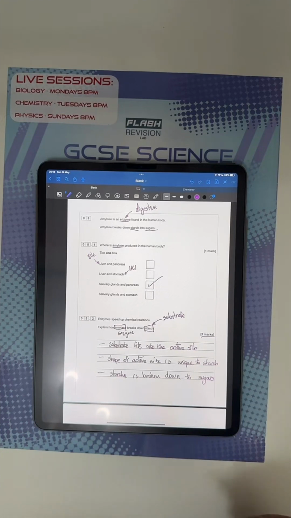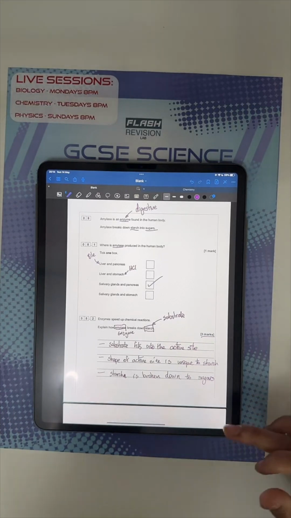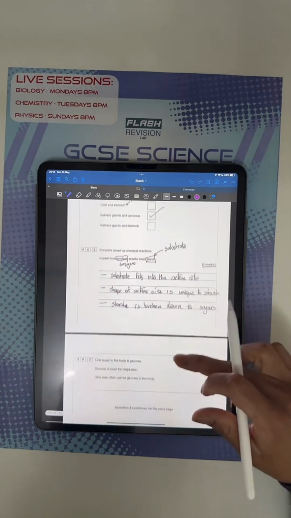Are bullet points allowed? Yes, bullet points are allowed. I recommend bullet points in answering these because it makes it easier for the markers to mark them. This is relevant for triple and for combined as well. This particular question is AQA, but it's relevant to everyone. All right, let's move on.